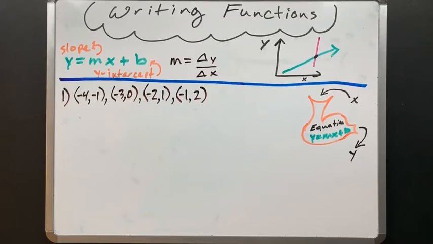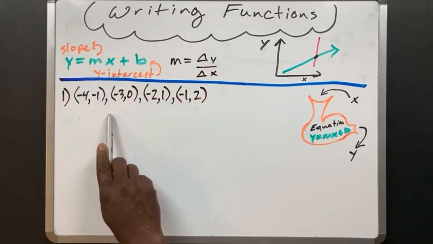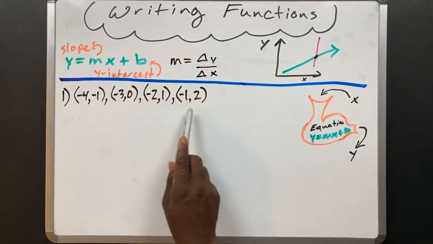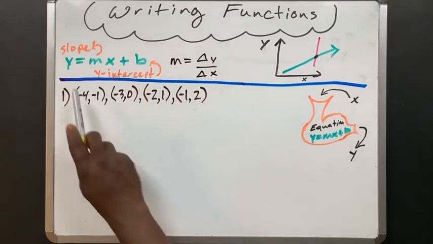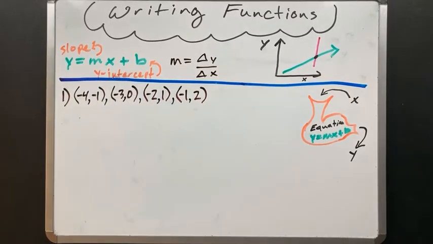So we're going to analyze the relationship between the x and y values in these four coordinates, and then we are going to create a t-table, and after that we're going to analyze that t-table and use it to write the function or the equation. You may want to watch this video several times and talk it through. This is conceptual and procedural.